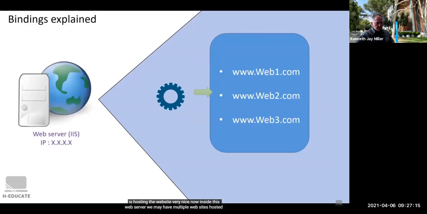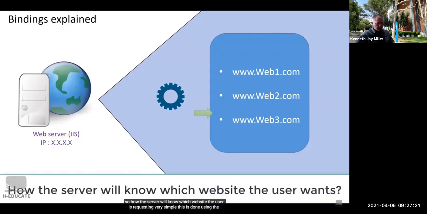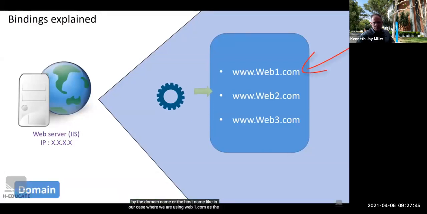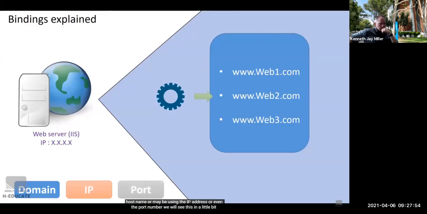Very nice. Now, inside this web server, we may have multiple websites hosted. So how will the server know which website the user is requesting? Very simple. This is done using the website bindings. So here comes the role of bindings. As I showed you before, we can use multiple parameters to identify or differentiate between websites on the same server. This can be by the domain name or the host name, like in our case, where we are using web1.com as the host name, or maybe using the IP address, or even the port number. We will see this in a little bit.